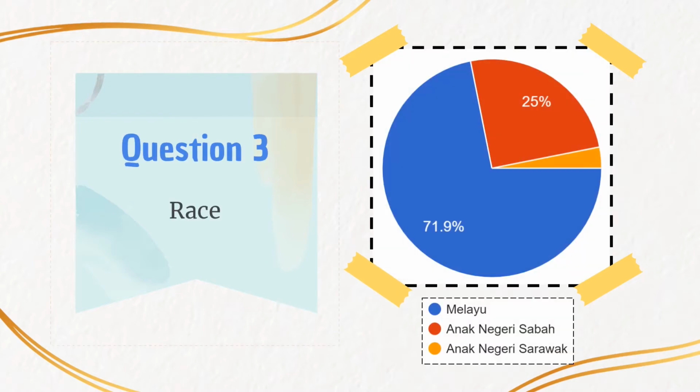We also asked the respondents regarding their race. The majority of our respondents are Melayu, which is 23 people. Second highest is Anak Negeri Sabah, which is 8 people, and Anak Negeri Sarawak is only 1%.